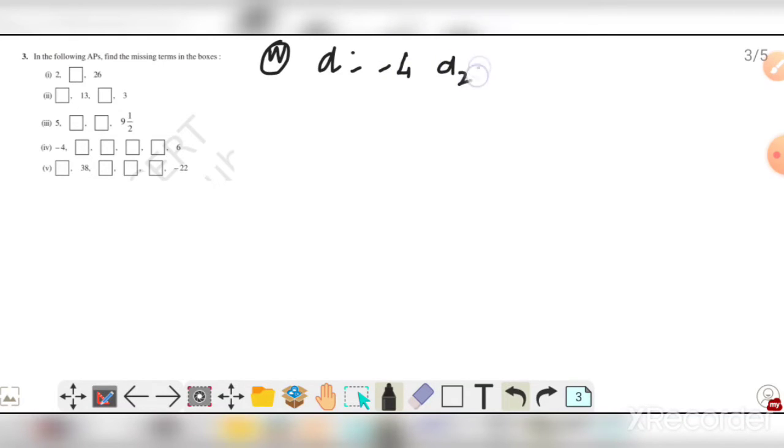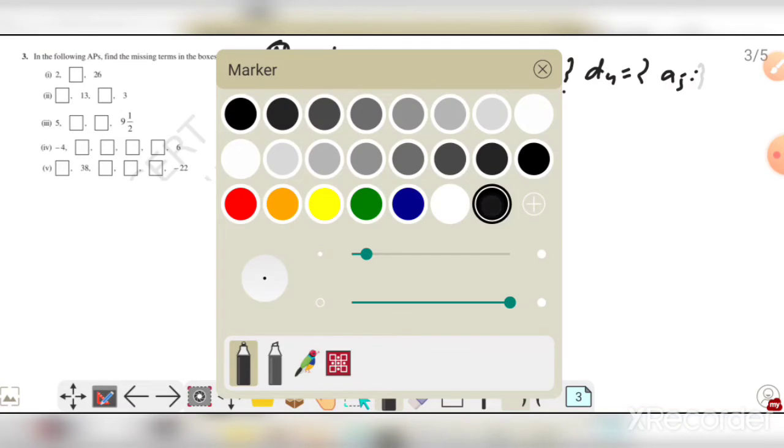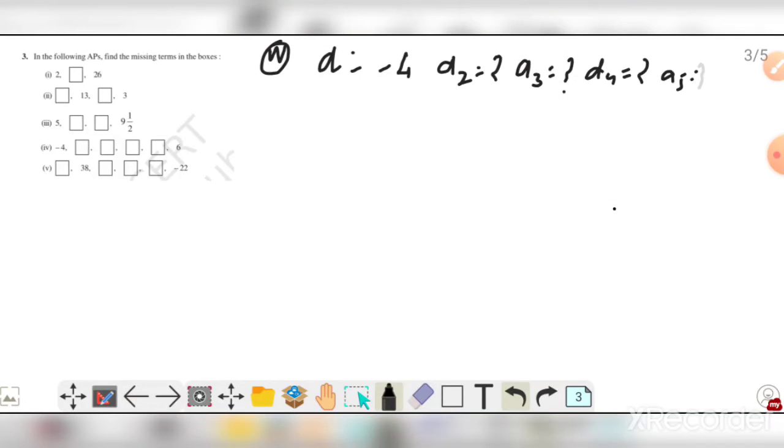A2 we have to find out, A3 we have to find out, A4 we have to find out, and A5 we have to find out. Okay, we have to find out A5, and A6 is given. A6 is given 6. So here again we'll put the value in A6.